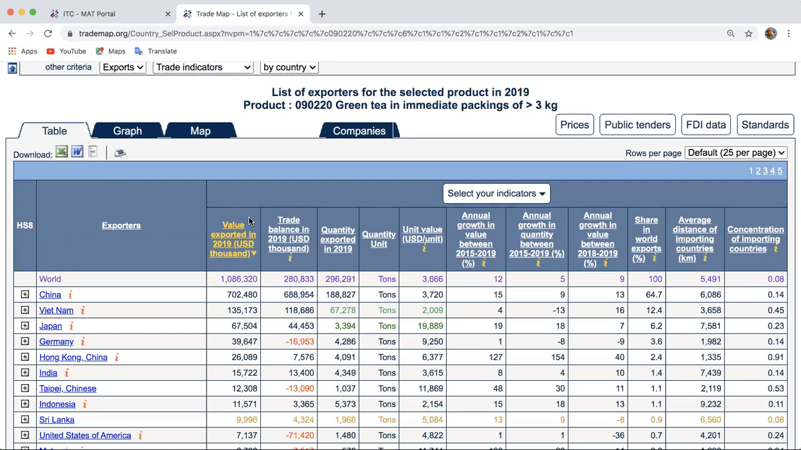Is it possible to have data for 2 different HS codes consolidated together? Yes, this is actually possible, and I will show you this later, how you group products together.